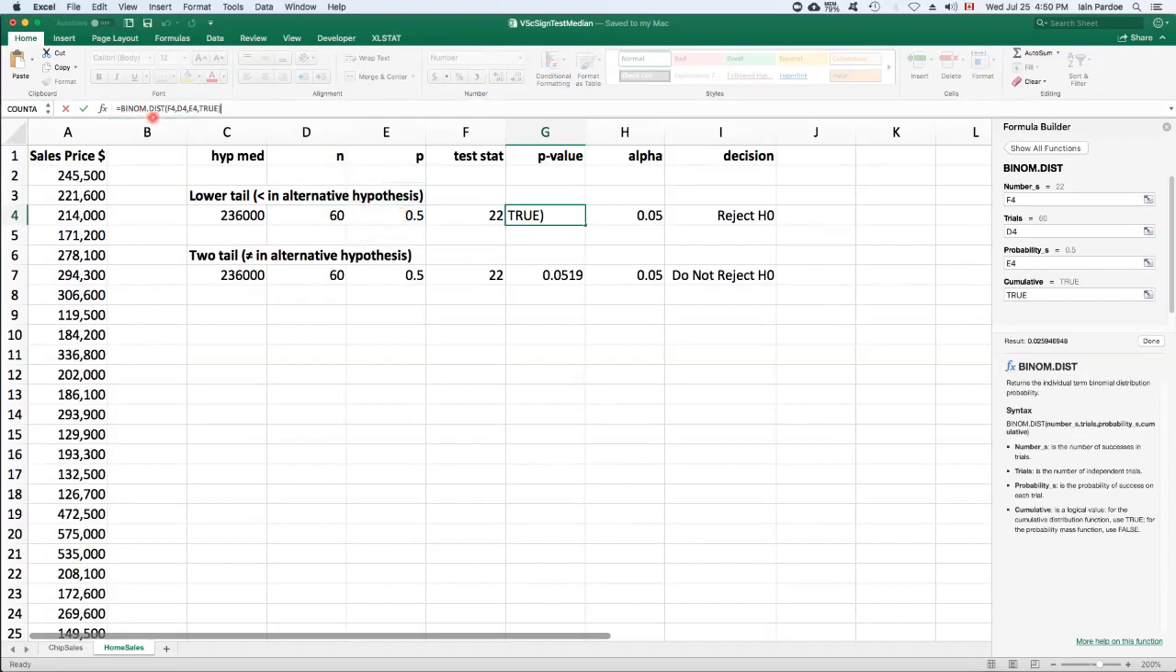So we use the binomial distribution function with the first argument, the number of successes, equal to 22. I don't have to subtract 1 this time because I'm doing a lower tail test and I'm finding the probability of 22 or fewer. This function will give me that directly. I don't need to subtract 1 or anything. Then sample size 60, probability of success 0.5, and we're doing a cumulative calculation. So that comes to 0.0259.